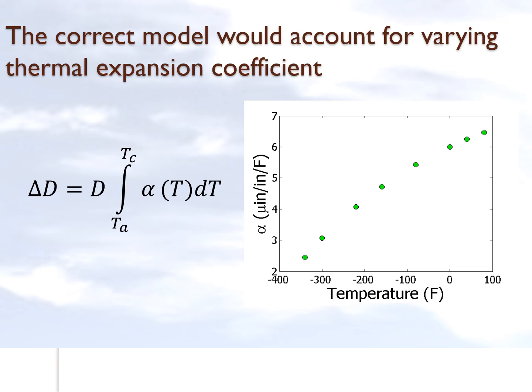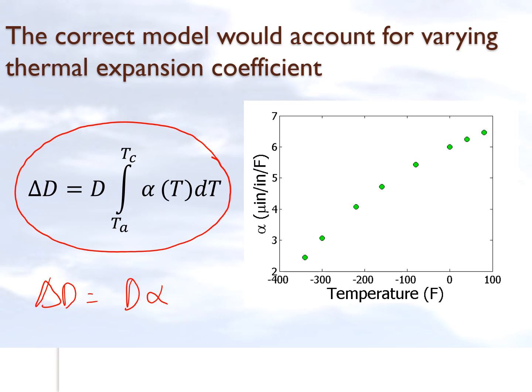The correct model would be to account for the varying thermal expansion coefficient. So what that implies is that we'll have to use this formula. The formula delta D is equal to D times alpha times delta T might work for temperatures not varying too much, so it's an okay formula to use if alpha is not varying a whole lot between the temperatures it is being subjected to, but it is not the right formula to use when the thermal expansion coefficient is changing. In fact, you'll find that this formula does reduce to this formula right here if alpha is a constant.